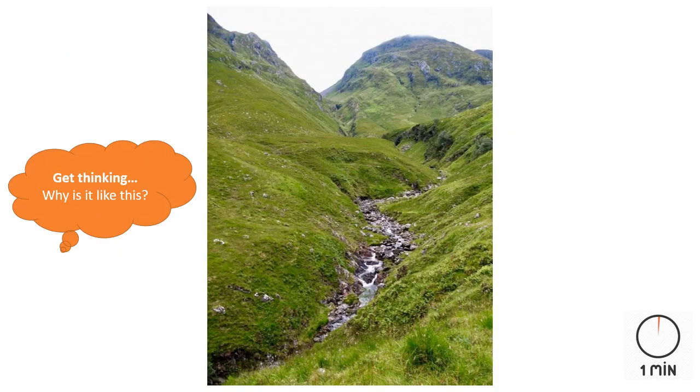Okay, so here's your answer. Here's a photograph of the cross profile of the upper course of a river. So one thing you'll notice are the steep sides. It's a V-shaped valley. That's what we're going to be talking about in just a minute. Why is it a V-shaped valley? So get thinking there. Why is it like this? Spend 1 minute thinking about that. You can pause the video now.